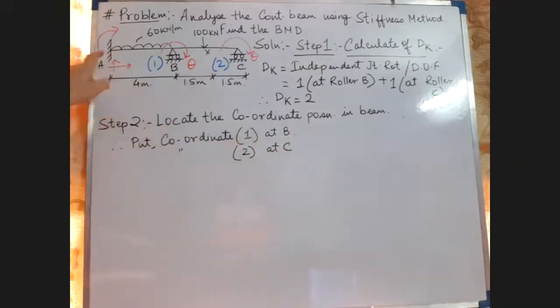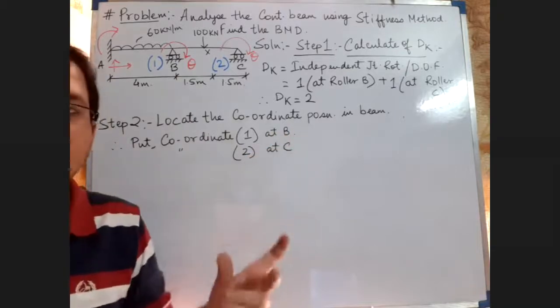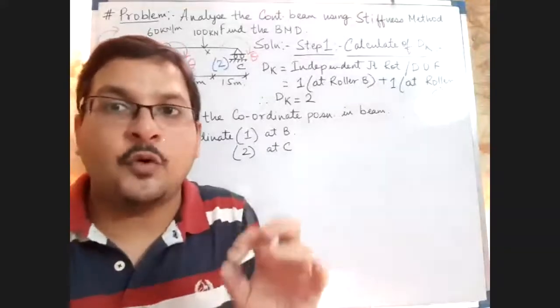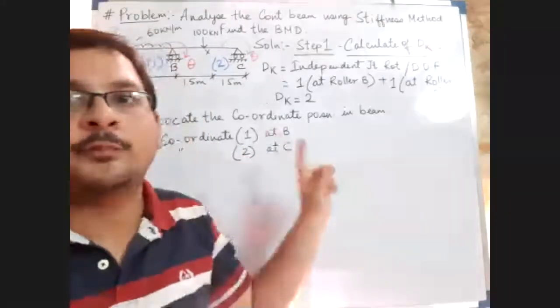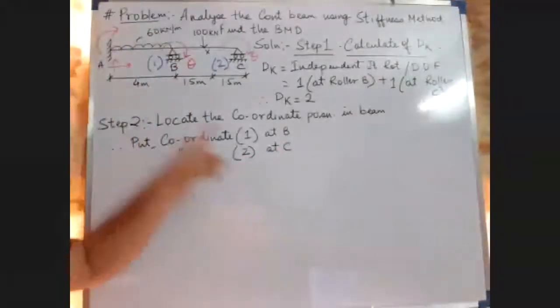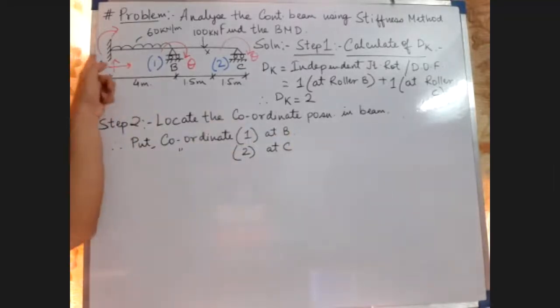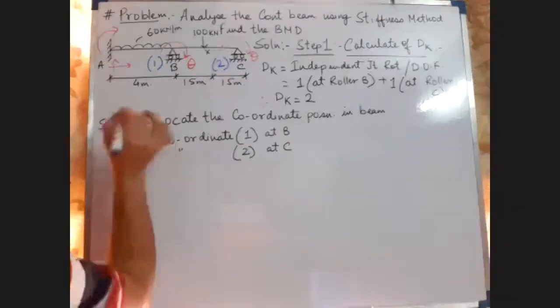Mind it, in flexibility method, we took the coordinate 1, 2 at A and B, at A1 and at B2. But here, due to the criteria of the problem, that support which has degrees of freedom, at that support we can put the coordinate point. So coordinate point 1 at B and 2 at C, and not at A, because A is a fixed end. So step 2 is done. Then go to step 3.